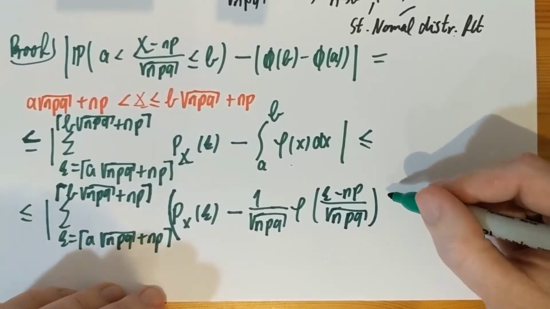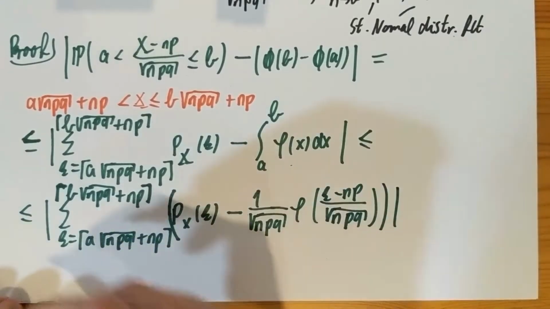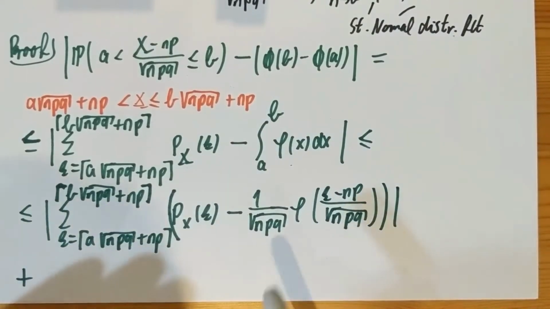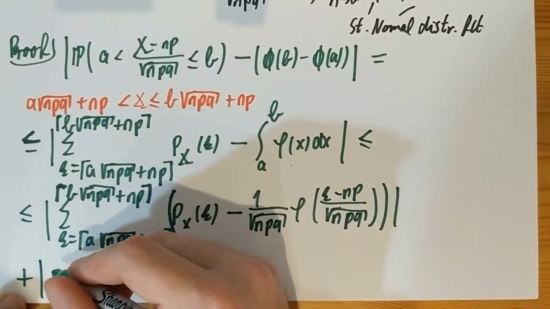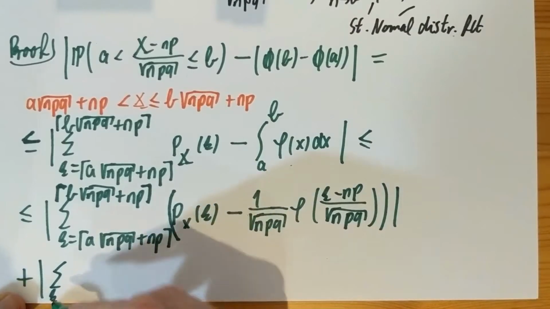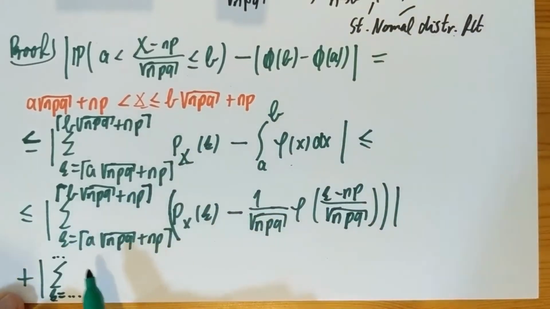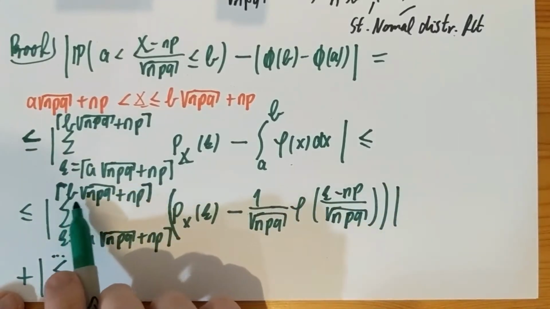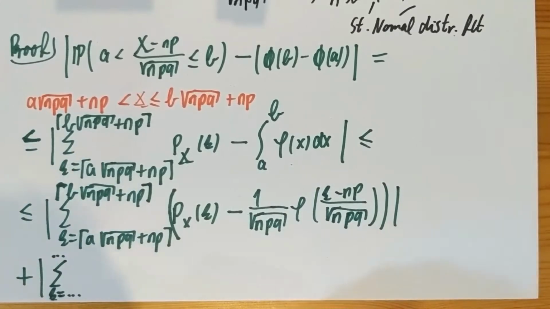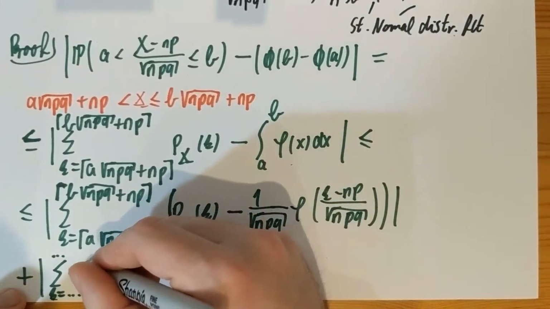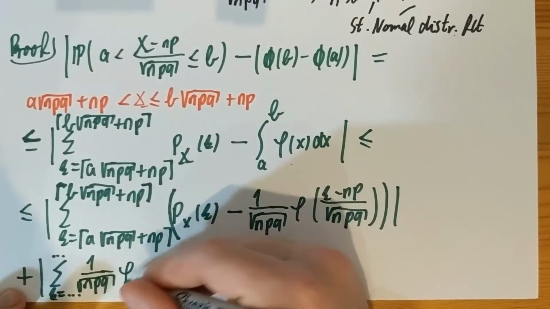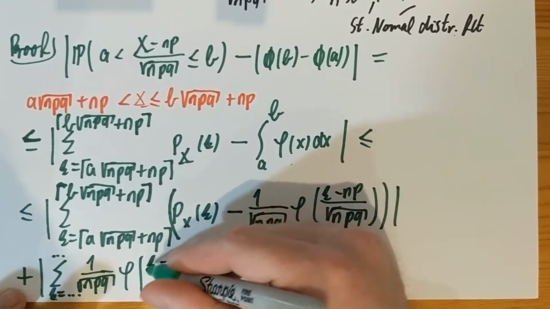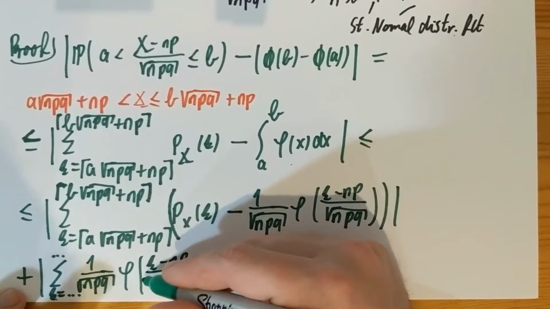So now obviously this is a different term from before. And what I'm doing here is I subtract this term, but I'm going to add it back in the next line. So I'm going to have the same sum. Let me not write out the limits. It's the same limits, right? So upper integer part of a square root npq plus np to upper integer part of b square root npq plus np. Same limits. And then I'm going to add back whatever I subtracted here, 1 over square root of npq, and phi of k minus np over square root of npq.